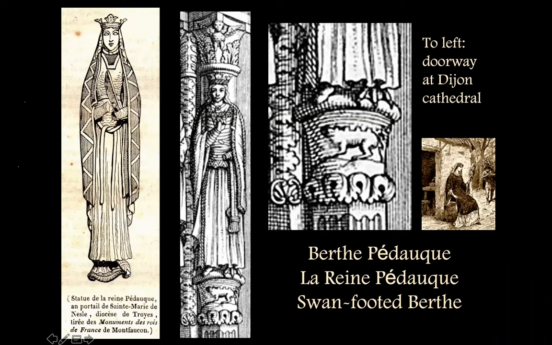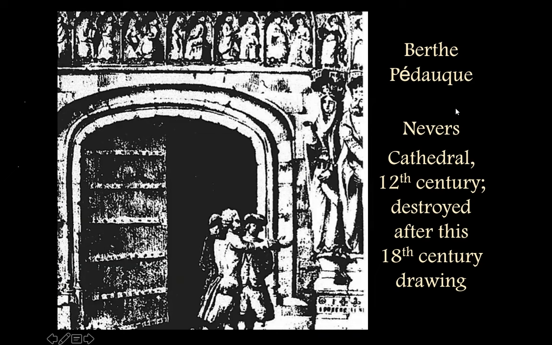She's also known as a spinner and a storyteller. She is said in some cases to be the grandmother or the ancestor of Charlemagne, so there are other overlays to the story. But being placed at the doorway is a very prominent position. And so they eventually destroyed her.